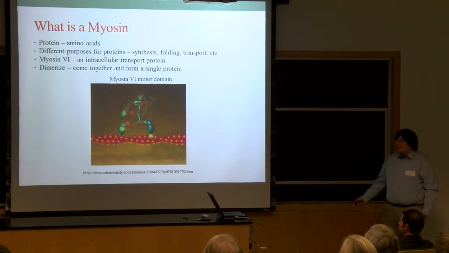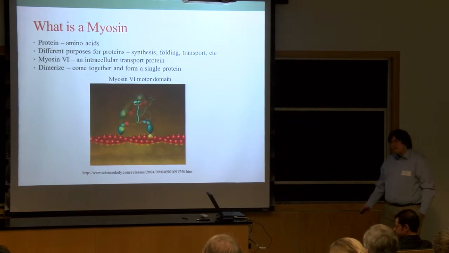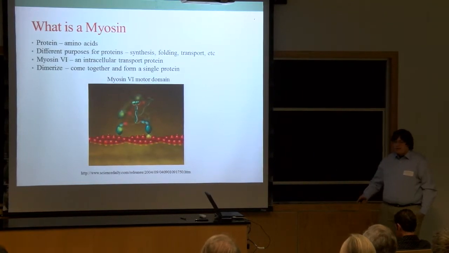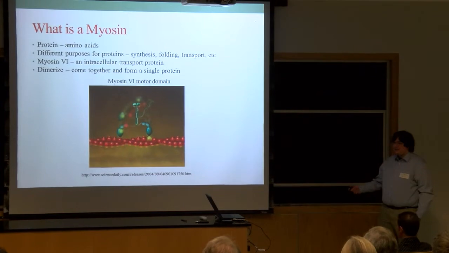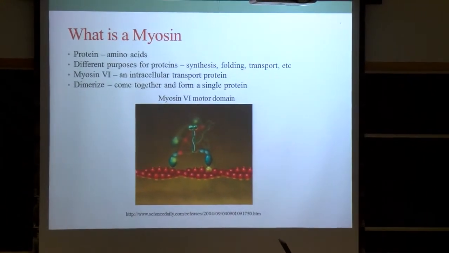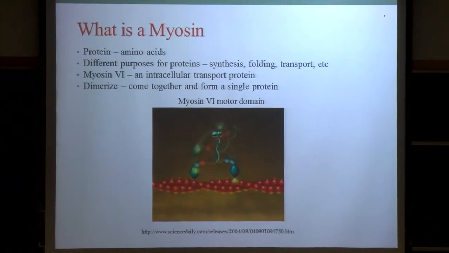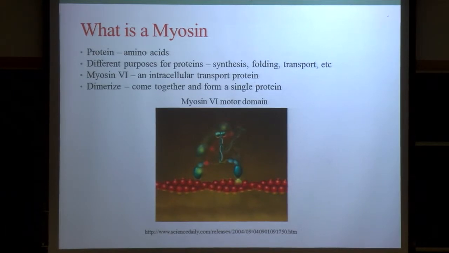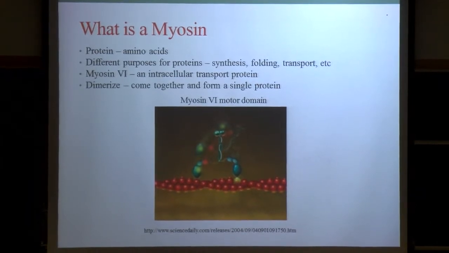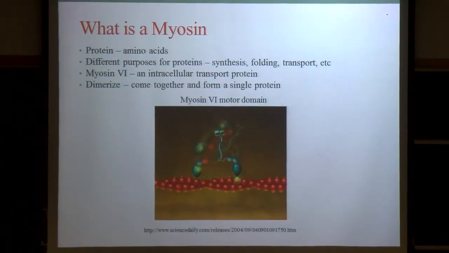There's a bunch of different purposes for proteins. Some of them are used in synthesis of other proteins, helping other proteins fold. There's myosins and kinesins and dyneins that are transport proteins, so they bring things around your cell. And then myosin 6, as I said, is an intracellular transport protein. It brings things, mostly little vacuoles, around your cell. And then it dimerizes, so each of these is a single myosin 6, to form a myosin 6 that's two proteins wrapped together so that it can walk processively.